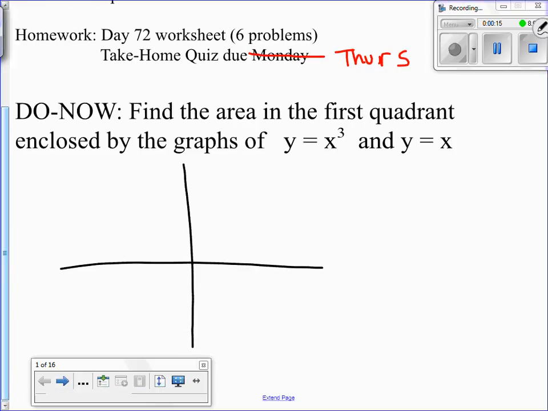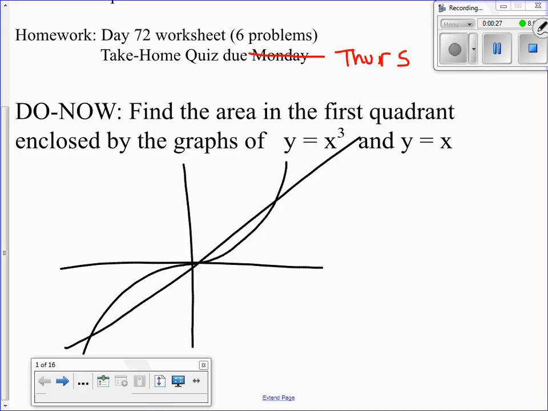So for the do now, we're asked to find the area between the graph of y equals x cubed and y equals x. Perfect. So we're looking for this region just over here. There are actually two regions enclosed, but you're just asked for the area in the first quadrant.